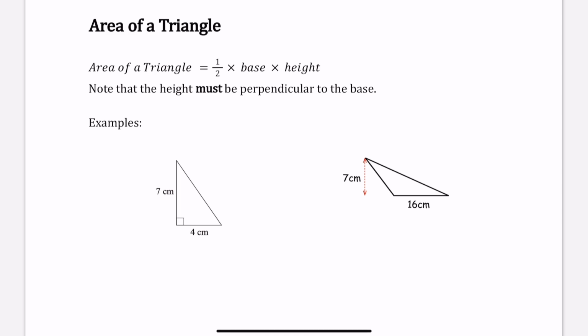Welcome to a lesson about the area of a triangle. This is the formula for the area of a triangle: half times base times height. Note that the height must be perpendicular to the base.